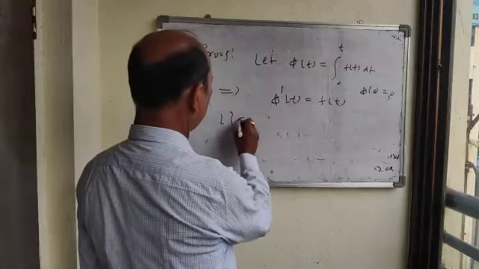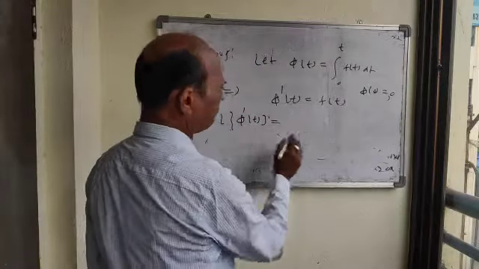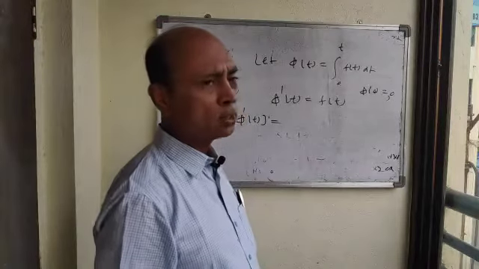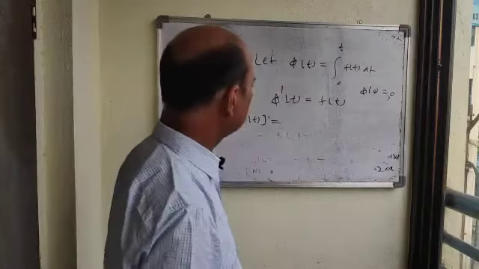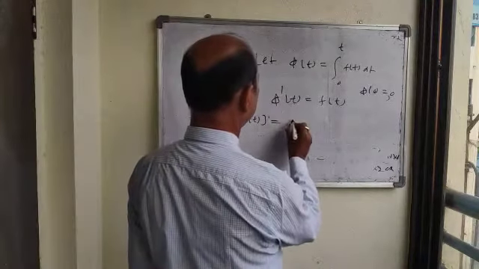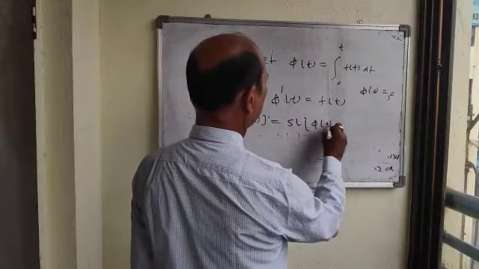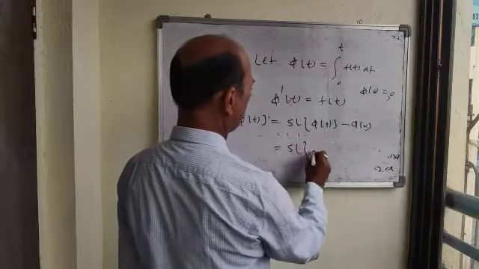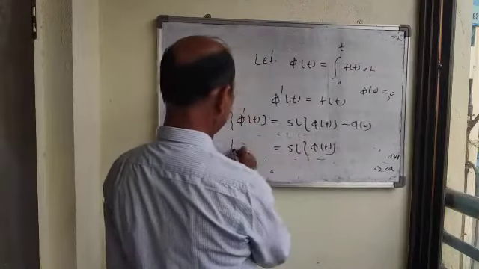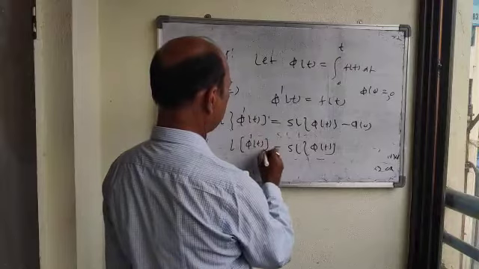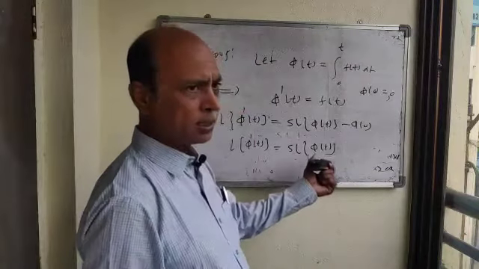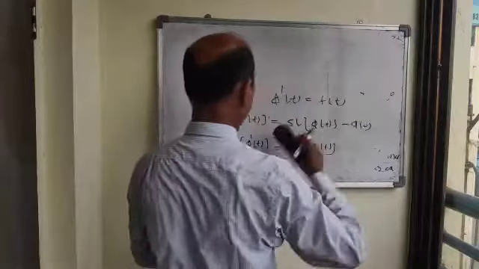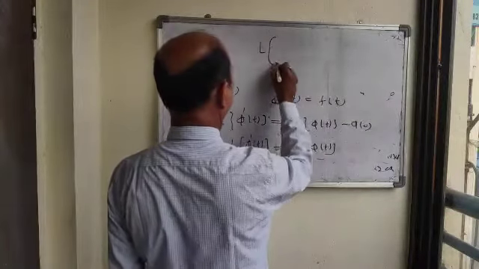Now let us find L of phi dash of t. We have just seen how to find the Laplace transform of a derivative: L of f dash of t is equal to s L of f of t minus f of 0. So L of phi dash of t is equal to s L of phi of t minus phi of 0, and phi of 0 is 0. So that is equal to s L of phi of t. So we got this result, L of phi dash of t equal to s L of phi of t.